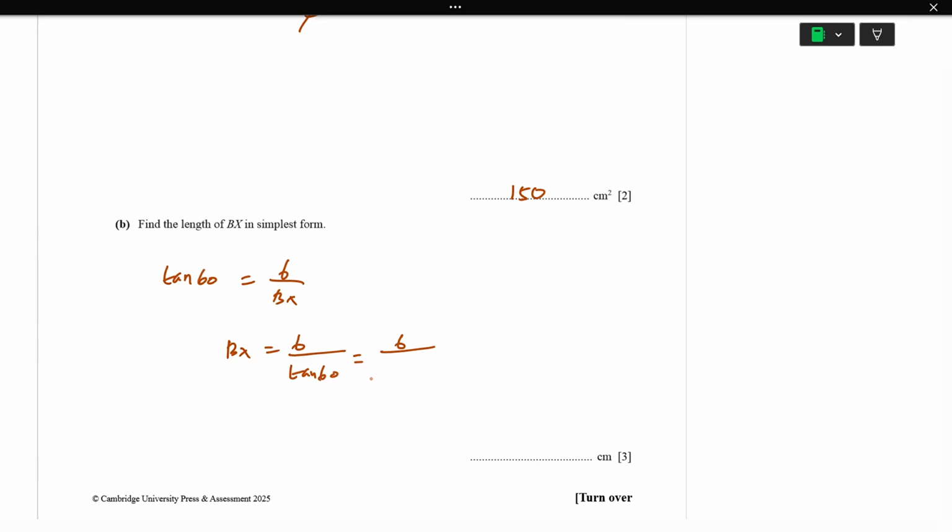Tan 60 is sine by cos, which is root 3 by 2 divided by 1 by 2, so it's going to be root 3. So 6 by root 3, and we rationalize: multiply by root 3 on top and bottom, which gives 6 root 3 over 3. When we cancel, the answer is 2 root 3.